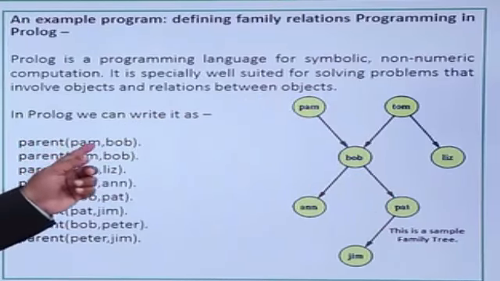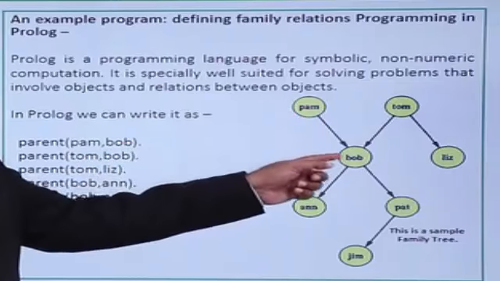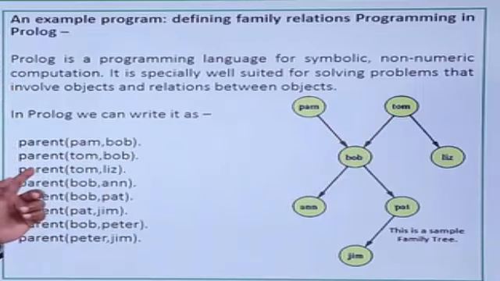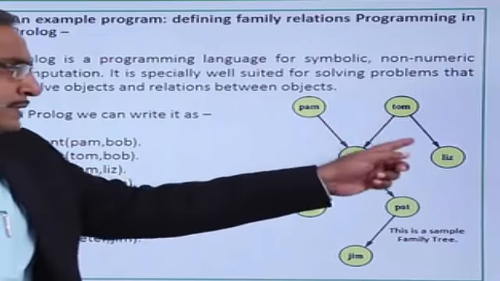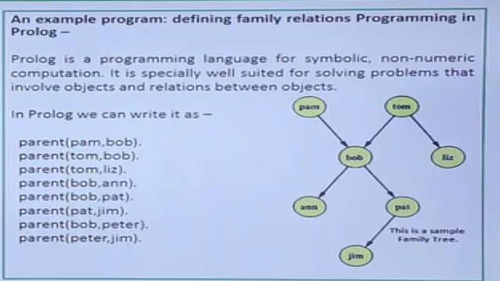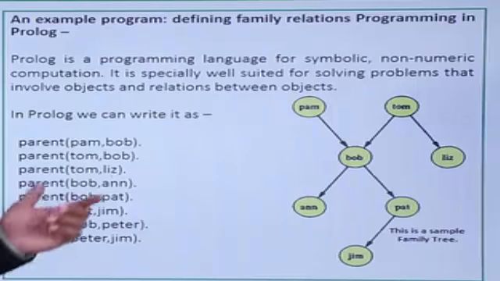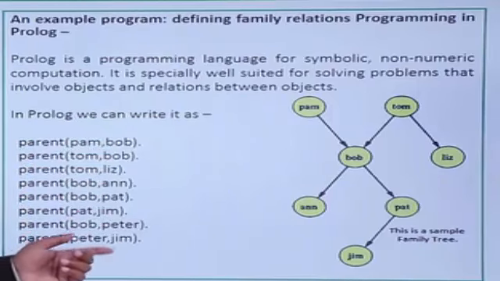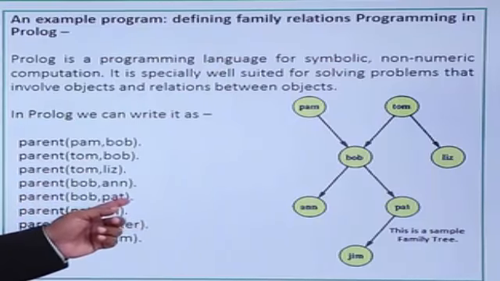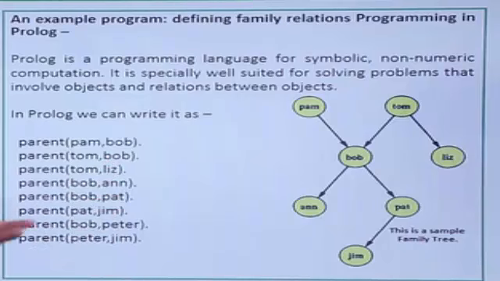Parent Pam Bob: Pam is the parent of Bob. Parent Tom Bob: Tom is the parent of Bob. Parent Tom Liz: Tom is the parent of Liz, and so on. These are known as facts, that is, the knowledge base. In this way we have written this, and these can also be in the category of clauses, and every clause must be terminated by a full stop, which is the syntax of the Prolog language.